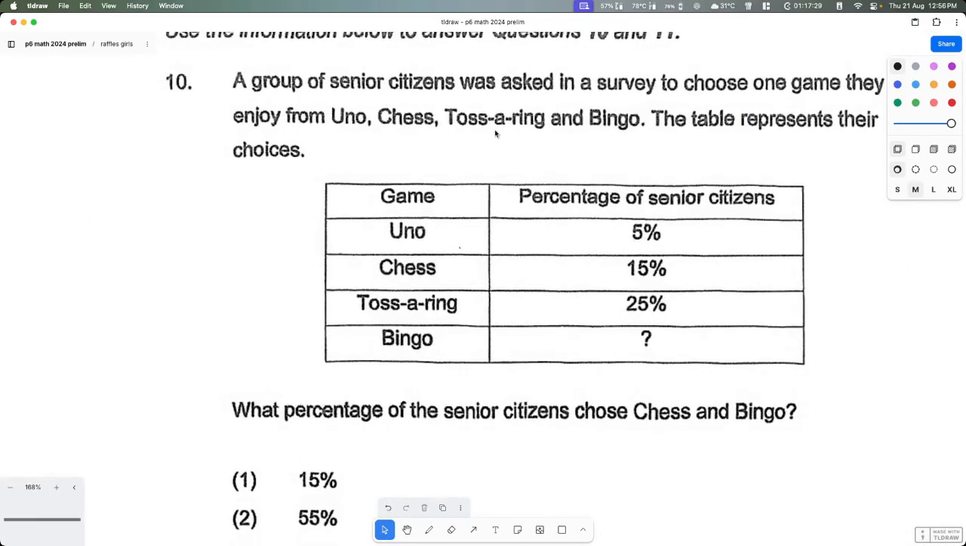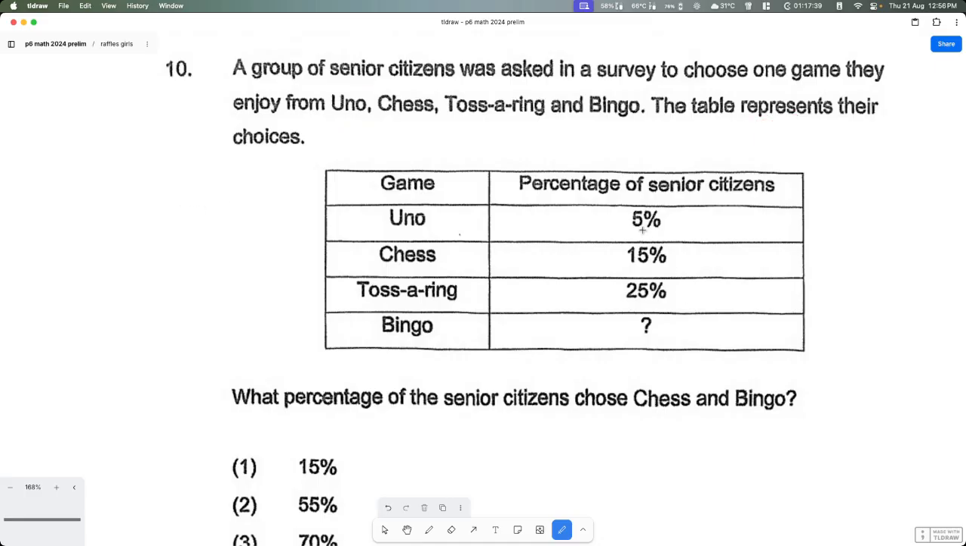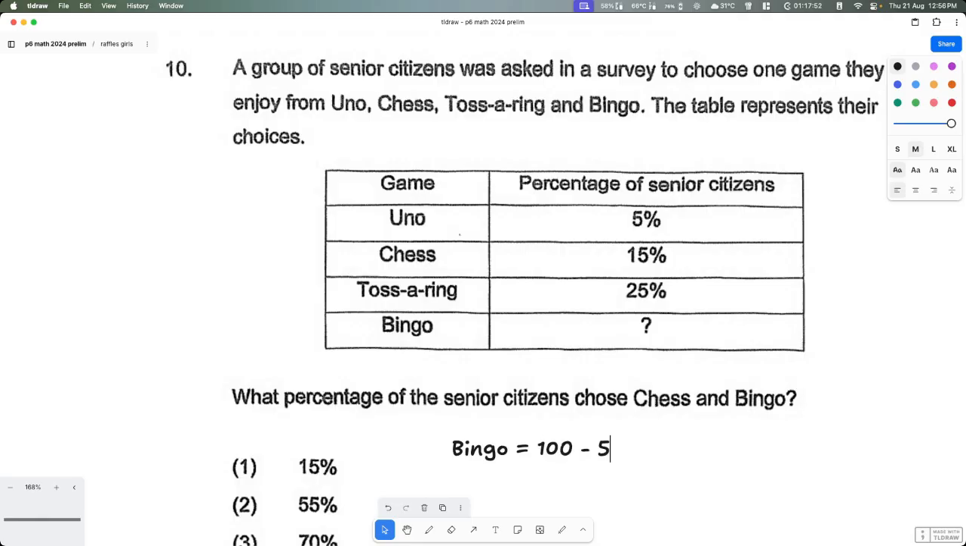Question number 10. A group of senior citizens was asked in a survey to choose one game they enjoy from Uno, chess, toss a ring, and bingo. The table represents their choices: 55, 15, 25. What percentage of the seniors chose chess and bingo? First, we need to know what is bingo. Bingo is 100 minus 5 minus 15 minus 25.